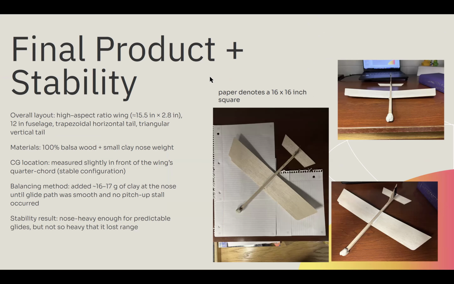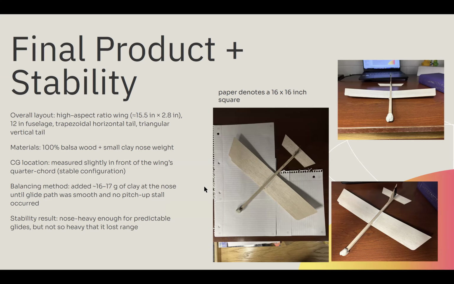Our final design used the same 15.5-inch high aspect ratio wing, a 12-inch fuselage, and a larger trapezoidal horizontal tail with a triangular vertical tail. All components were made from balsa wood with about 16 to 17 grams of clay added to the nose. You can see that right here.